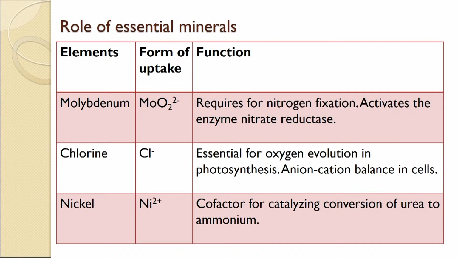Then the third and last important essential mineral is nickel. It is the latest essential mineral added to this list. Nickel is particularly important for the conversion of urea to ammonia, which takes place through the urease enzyme, and here the nickel acts as a cofactor for the urease enzyme. As the plant requires a huge amount of nitrogen for its growth, the plant is able to take up the nitrogen due to the presence of this nickel.